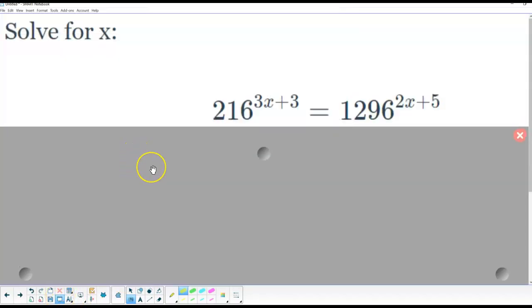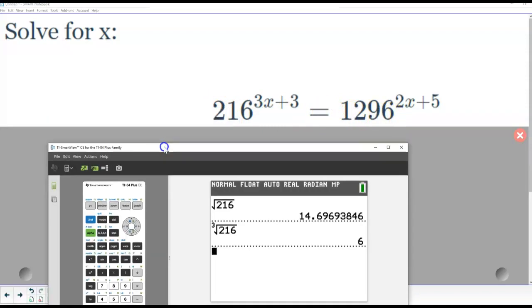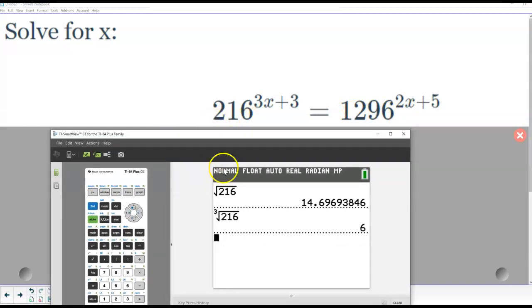And notice this one looks a little scarier. So what you're going to have to do here is play around and try to figure out what are some good numbers to use with 216 and 1296. So let me show you what I did with my calculator here.